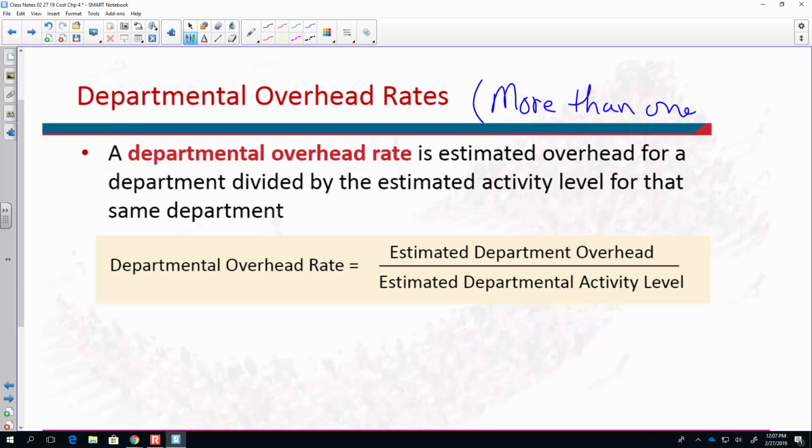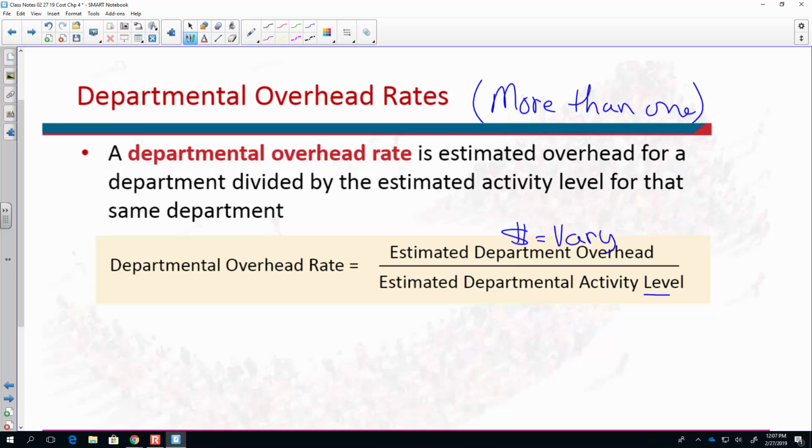So the company I work for has a rate for their laser department. They have a separate rate for their machining department. They have another rate for their press brake department, another for their paint department, and another for their welding department. Okay? All different departments. Each one has a different rate because the overhead dollars on the top vary a lot by department.